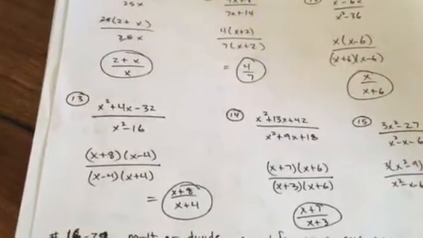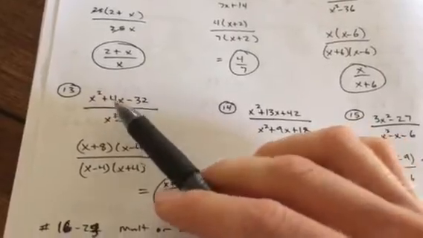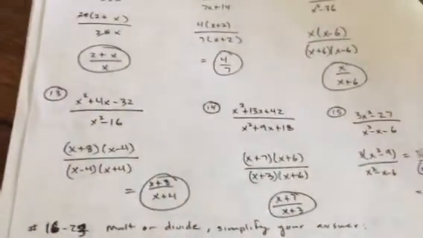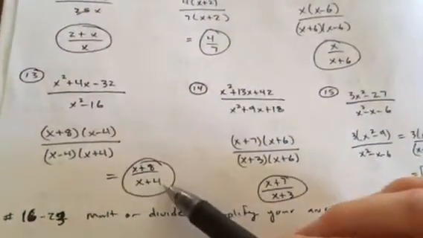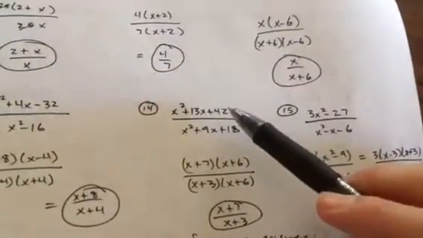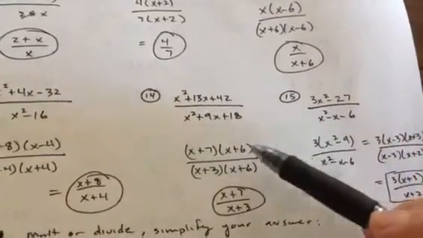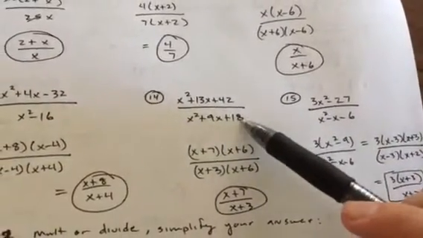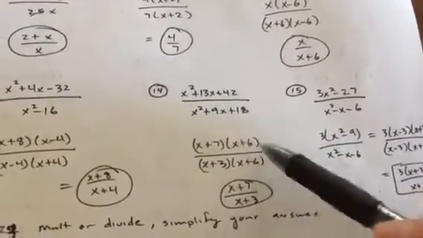Number 13, we'll multiply this to 32 because it's negative, differs by 4. That'd be 8 and 4. 8's positive. Difference of two perfect squares down below. Notice how the x minus 4's cancel. That's your answer. You got to factor twice, 14. What multiplies to 42 adds to 13? That is 7 and 6, both positive. What multiplies to 18 and adds to 9? That's 6 and 3. You got x plus 7, x plus 3.